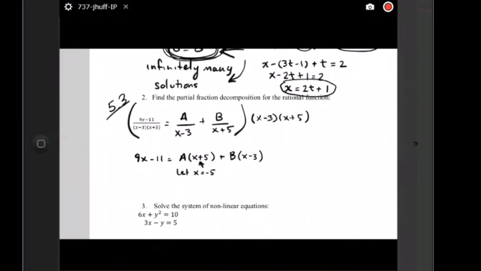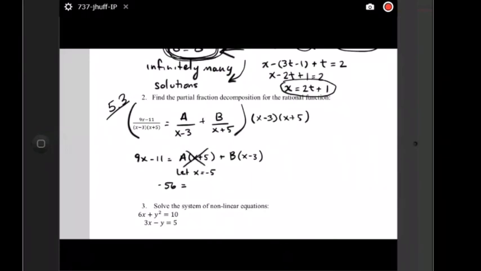and if you plug it in there, it's going to cancel out that part of the equation because you'd have 0 times A, which is 0. So I'm going to let x equal -5 and plug it in for every x in the equation, all three of them, right there. So on the left side, you get 9 times -5, it's -45. And then subtract 11, you get -56.